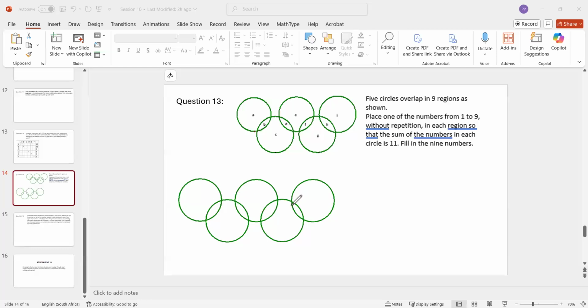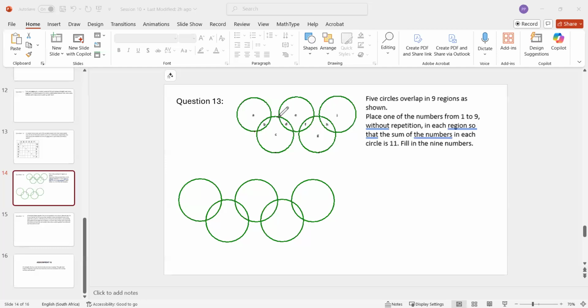And so let's look at this picture here. But you know that the sum in each circle is 11. So when you add these 2 numbers, you're going to get 11. And here you got 3 numbers. 3 numbers here. 3 numbers here as well, but there are 2 numbers here. All right. So how do you go around doing this?